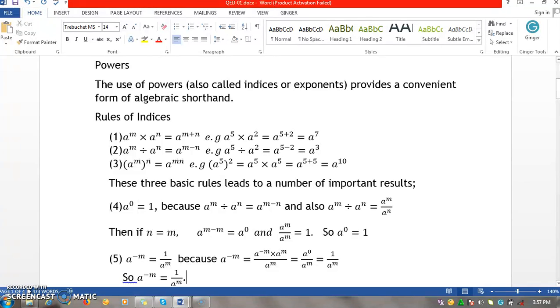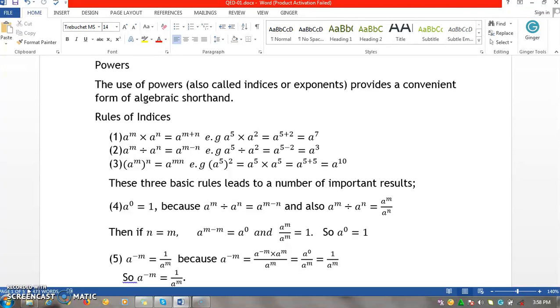The first one is when you have a raised to power m multiplied by a raised to power n. This simply means a raised to power m plus n. So the multiplication in the middle of the two a's shows that their powers will add to each other. An example is given: a power 5 times a power 2. This simply means a to the power 5 plus 2, which is a^7.